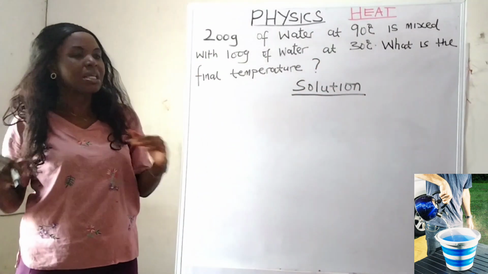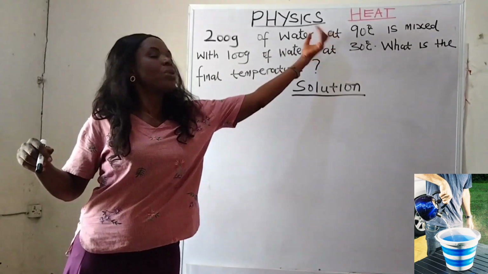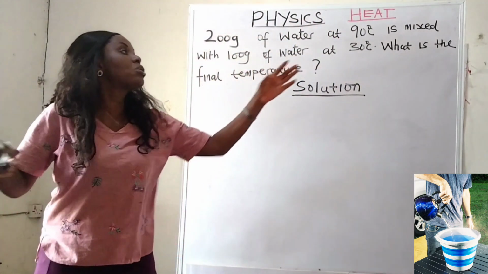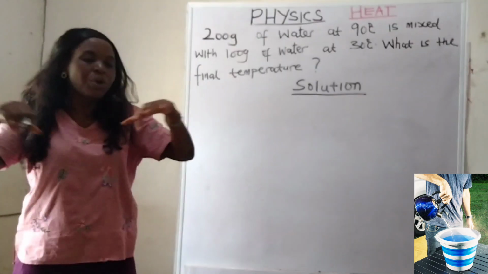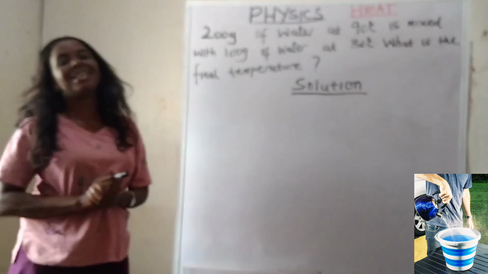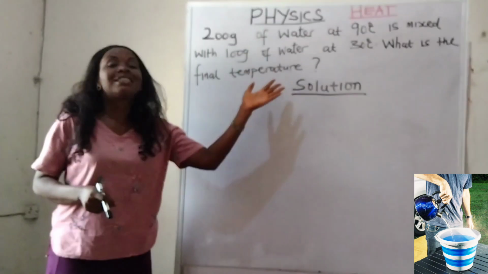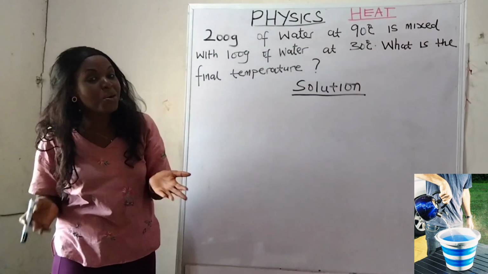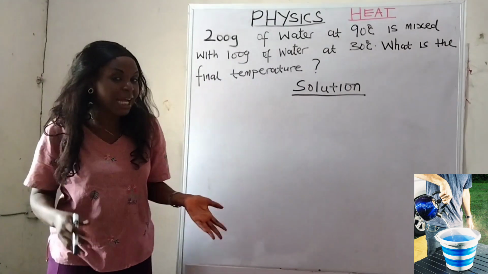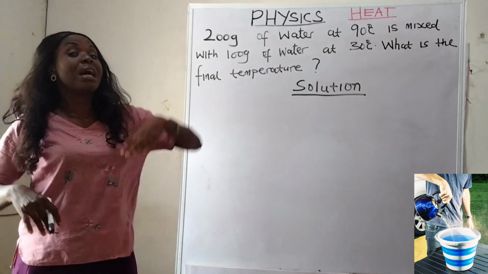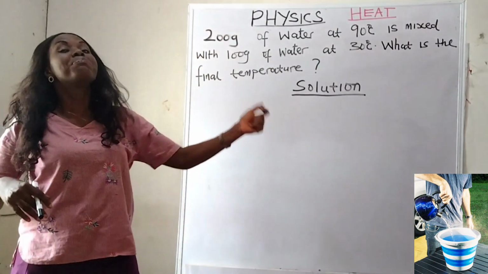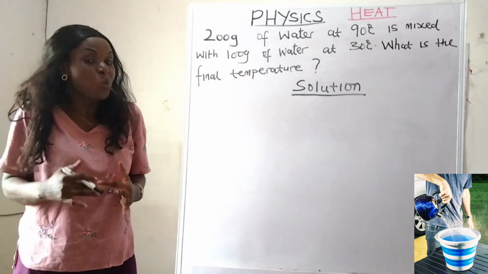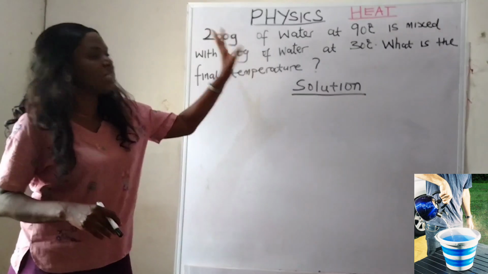Now the question asks us, after you have mixed the hotter water of 90 degrees Celsius with the colder water of 30 degrees Celsius, what is the temperature of the mixture? This is the type of thing we do almost in our different homes. When we want to use hot water to bathe, we boil water, then the water will be at a higher temperature. Then we mix it with a colder water to give us warm water. That's exactly what is happening on the board.